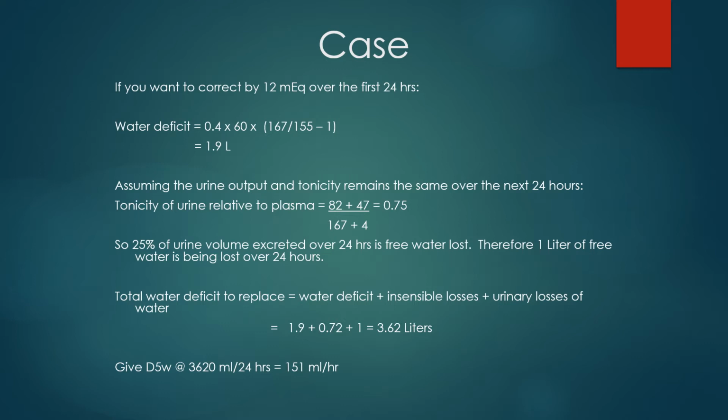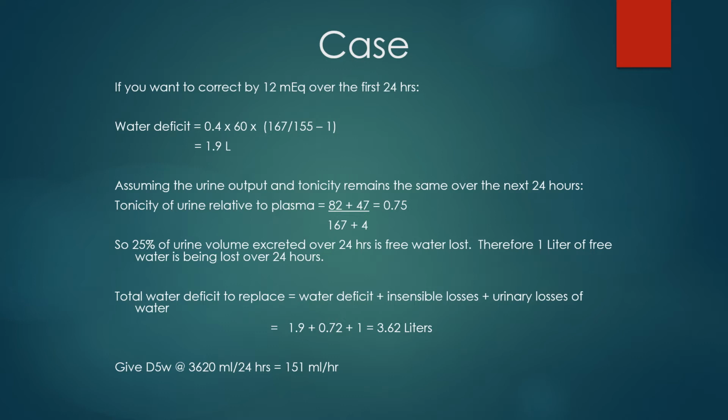The tonicity of her urine relative to her plasma is 0.75, and assuming that her urine output and tonicity remain the same over the next 24 hours, 25% of the urine volume excreted over the next 24 hours is lost as free water. So if her urine output is 4 liters over 24 hours, 1 liter of free water will be lost through her urine.